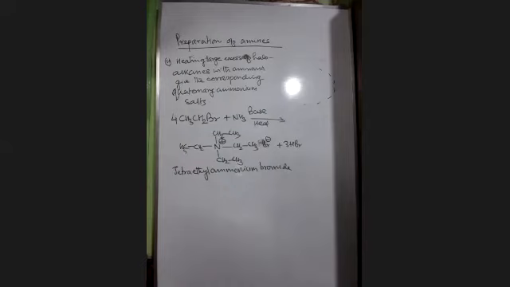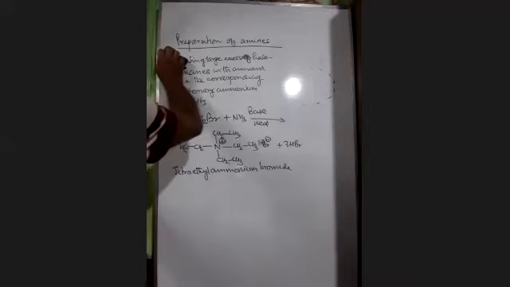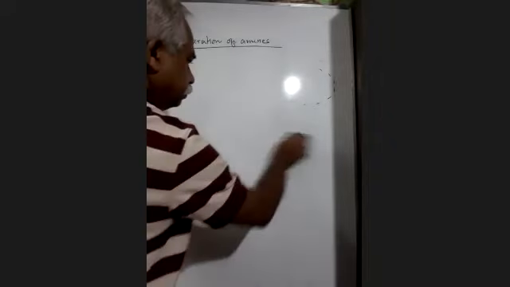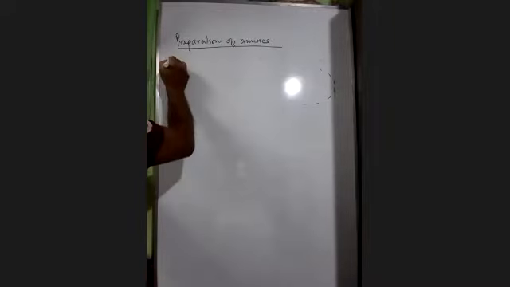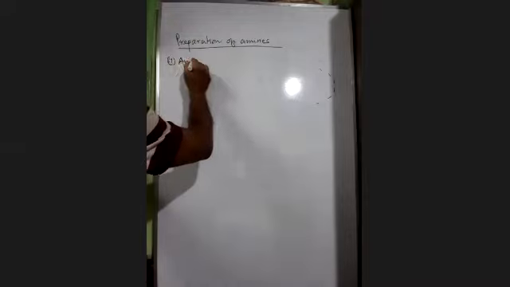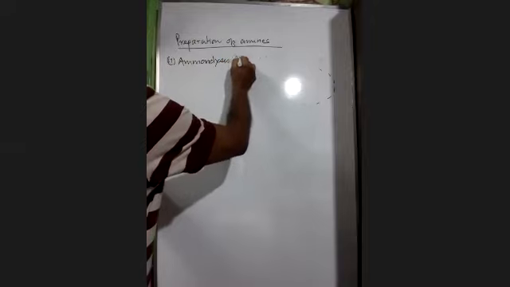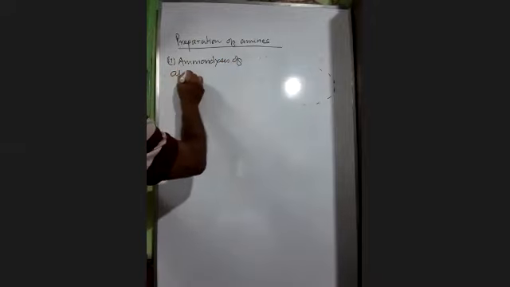What we do, instead of taking haloalkanes, we take alcohols. Right, second method, ammonolysis of alcohols. Ammonolysis of alcohols.